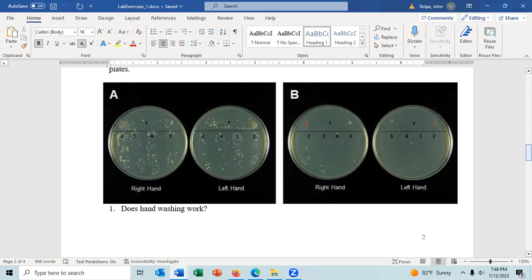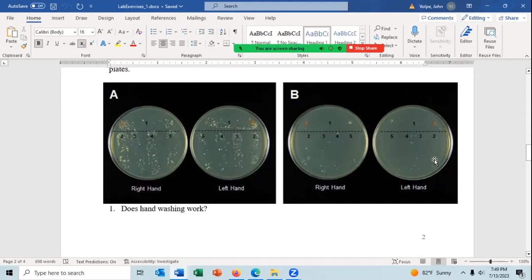And the very first time I did this, the students were getting more colonies from their washed hands than they were getting from their dry hands. And like I said, the reason was simply because they didn't dry their hands, and the moisture from their hand was wicking the bacteria from their hands onto the agar. So you do need to dry your hands after you wash them.